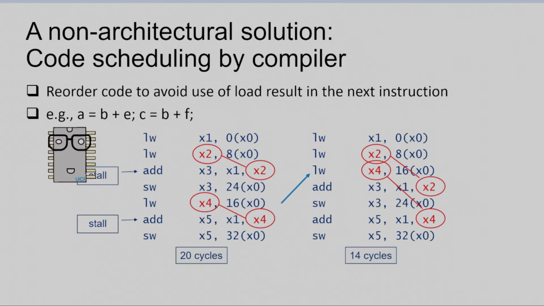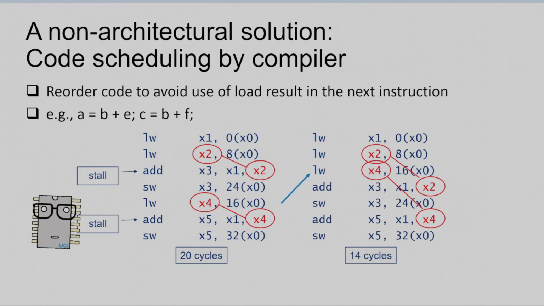So for example, looking at an example code where we want to do A equals B plus E, and then, completely independently, C equals B plus F. These two statements are not completely independent, but the second line doesn't depend on the results from the first line, doesn't use A anywhere. They only share B. So if we were to do a straightforward translation of this code, the first line is translated into a chunk of code, and the second line is also translated into a chunk of code.